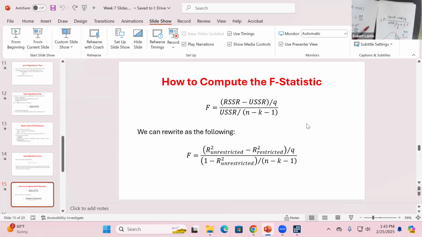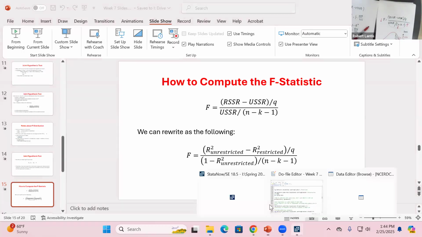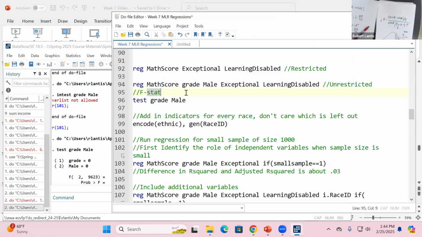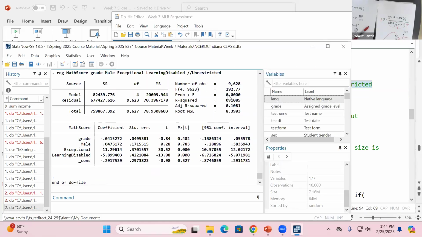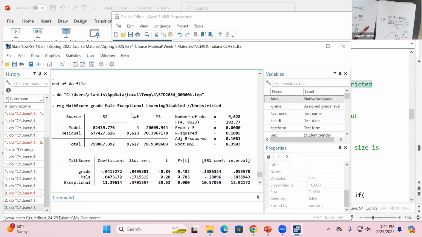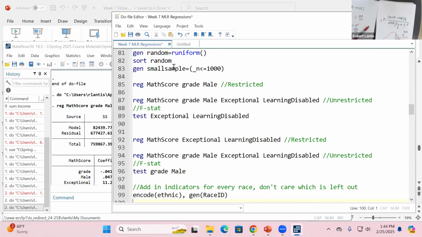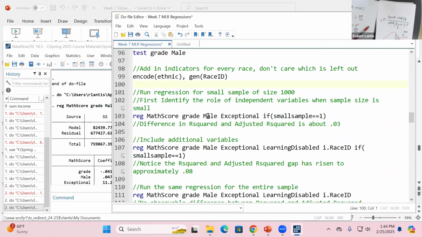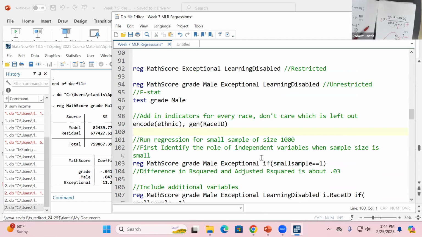We can prove this to ourselves with this data where we just ran this regression. I've got an R-squared of 0.1085 when I included all 4 of those variables. Up here, I had created this small sample variable. So I'm now going to run this regression, and I had exceptional and learning disabled here. Same regression, but now I'm going to run it just using that small sample.